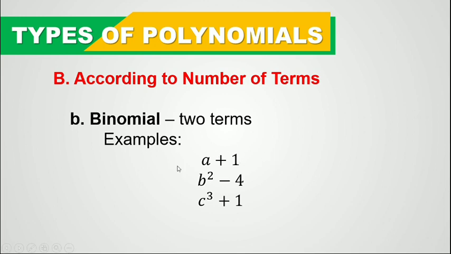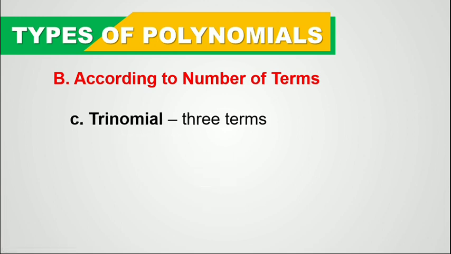So we have here two terms, 1 2 1 2 1 2. So duha ra ka buok. Now if there are three terms, that is called a trinomial. So og naitulo ka terms, ang tawag ana kay trinomial. Example, a cubed minus 4a plus 6. So isa, duha, tulo, tulo ka terms kani.